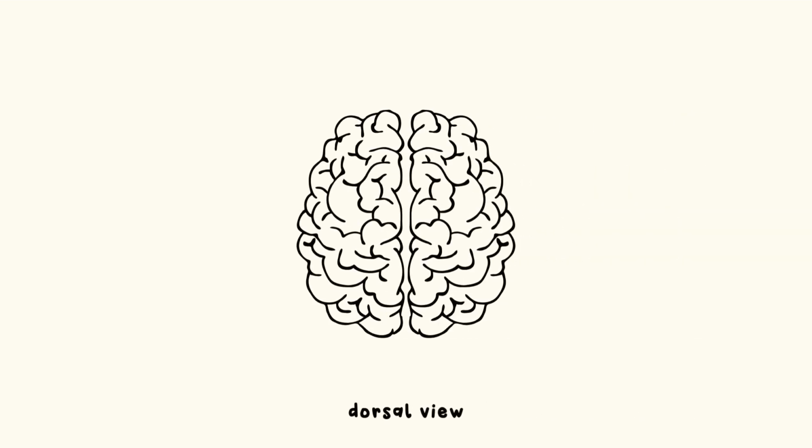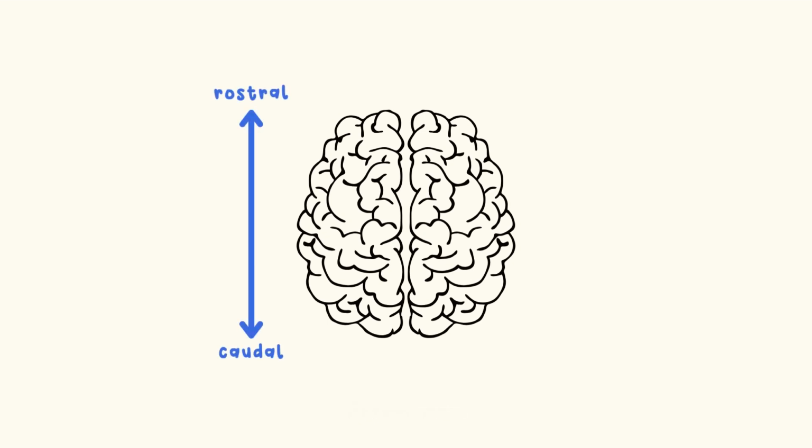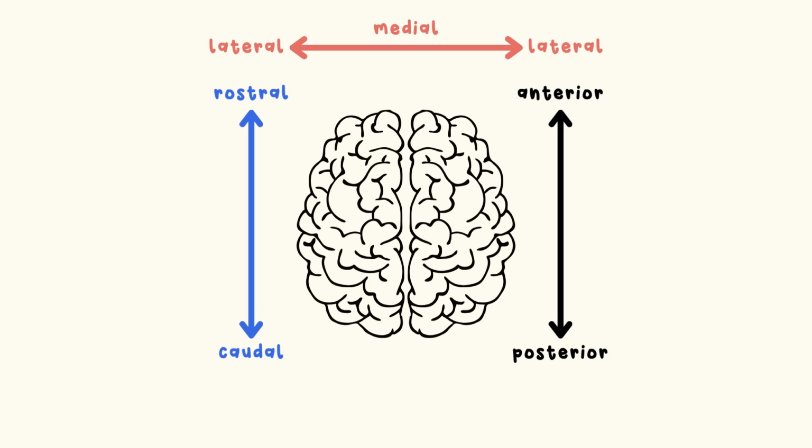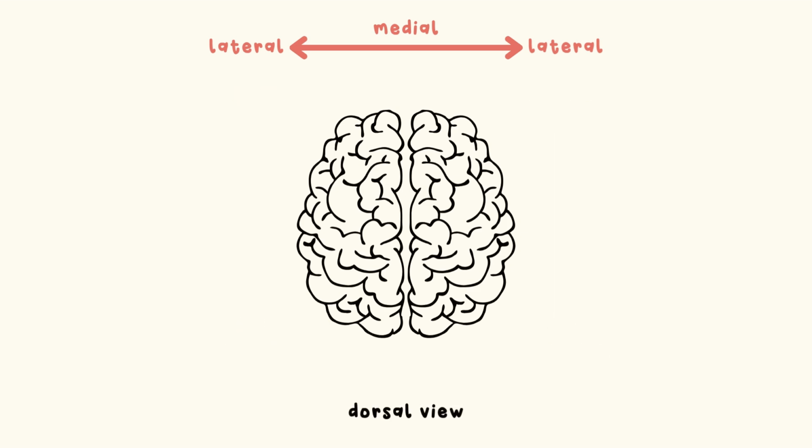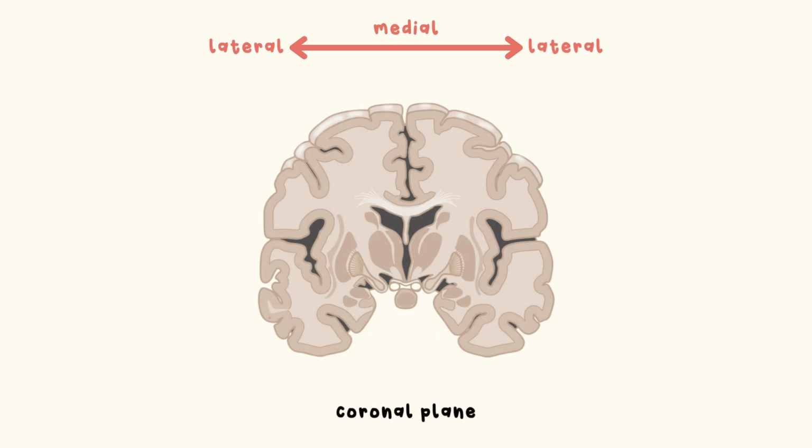Moving on to a dorsal view of the brain, or a view from the top of the brain, you can see the rostral and caudal directions, as well as the anterior and posterior directions. And now introducing the terms medial and lateral. Medial refers to the middle, and lateral refers to the edge. The same terms apply when viewing a coronal plane.